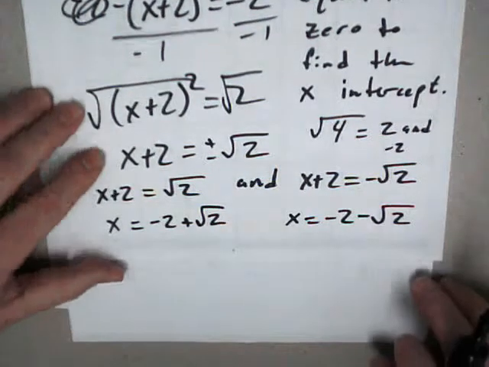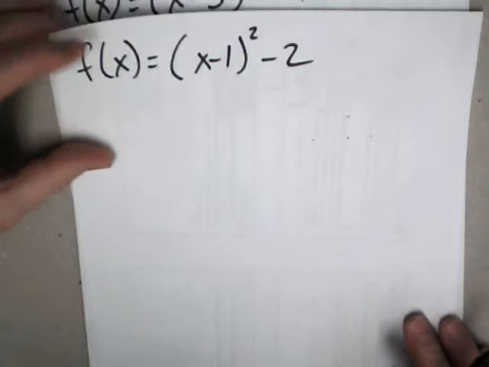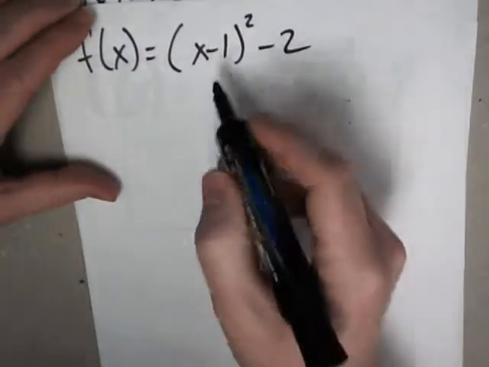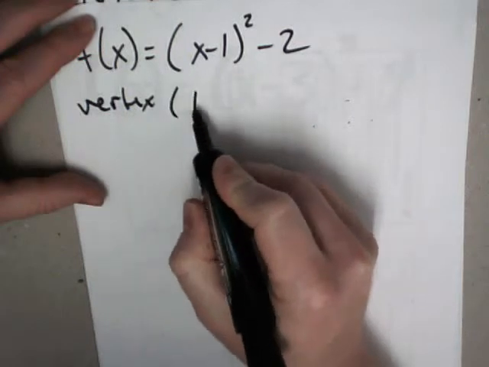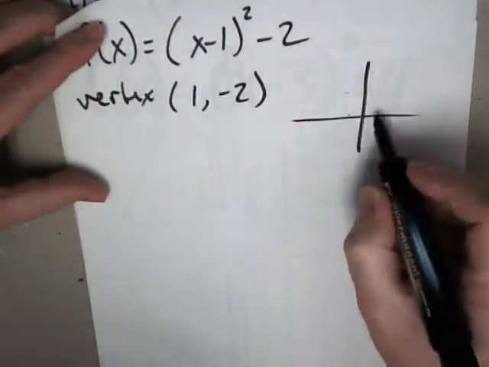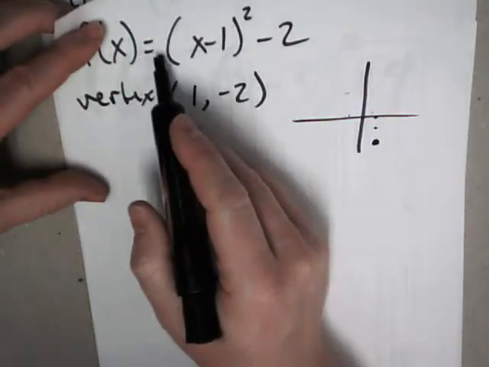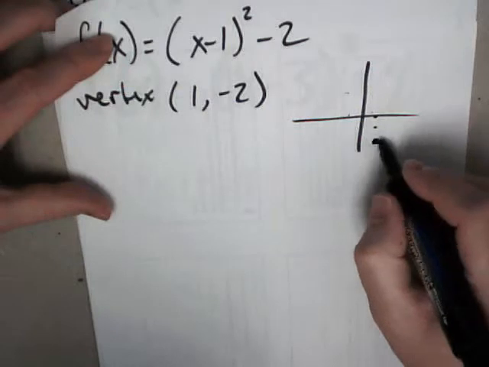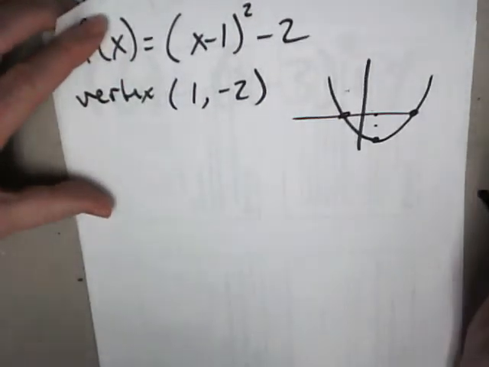Okay? Let's try another one real quick. Here's another one here. So the vertex would be 1, -2. And if I graph that, 1, -2, and since there's no negative, it's a smiley face, it opens upward. See how there are two x-intercepts.